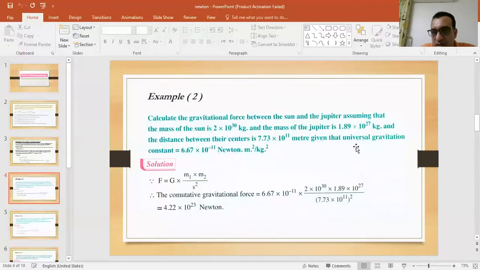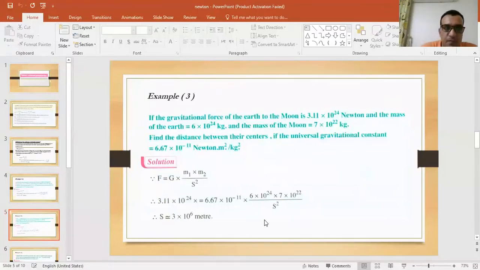Given that the universal gravitational constant equals 6.67 times 10 power negative 11 Newton square meter per square kilogram, we have F equals G times M1 times M2 over S squared. By substituting in this rule, we get that F equals 4.22 times 10 power 23 Newton.